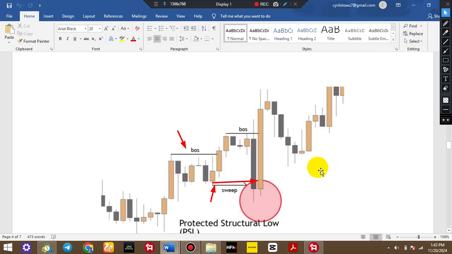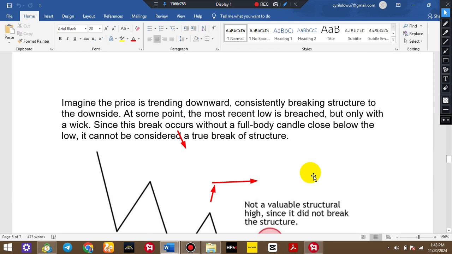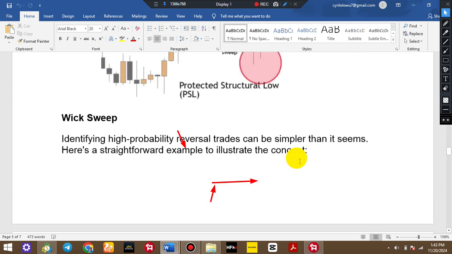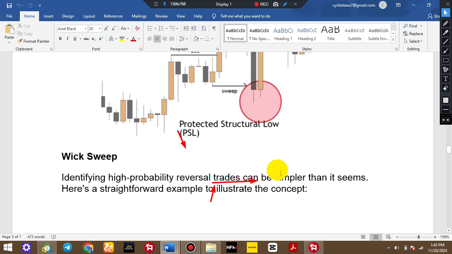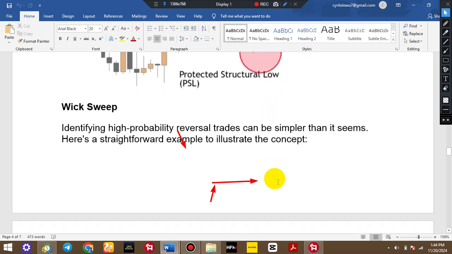Then let's move to the third one. Imagine a price is trending downside constantly. Now we want to talk about the weak sweep. These ones are body sweeps of liquidity. That means they come with their full body, making it look like a break of structure. Now let's talk about the weak.